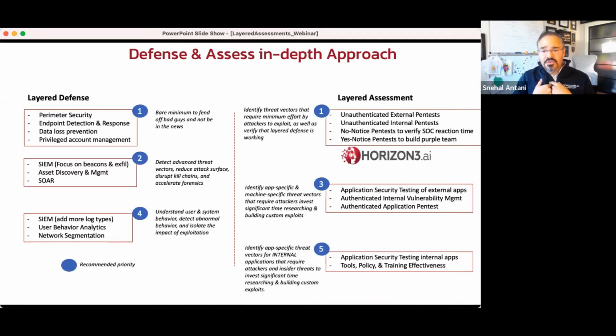For us as Horizon 3, where do we play? We are laser focused on that number one under layered assessments, where our customers are using us to run unauthenticated internal and external pen tests to be able to identify attack vectors that require the least amount of effort and will cause the most amount of damage. Customers will use us to run no-notice pen tests to verify the reaction time of their SOC, and then they'll run us to help build that purple team culture.